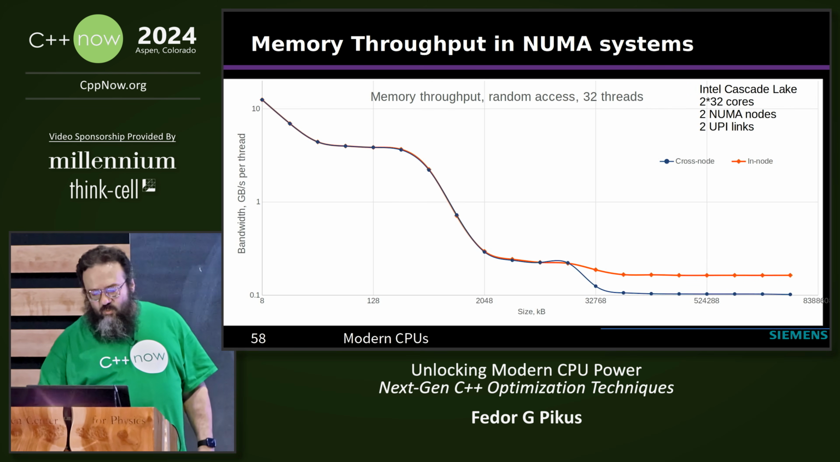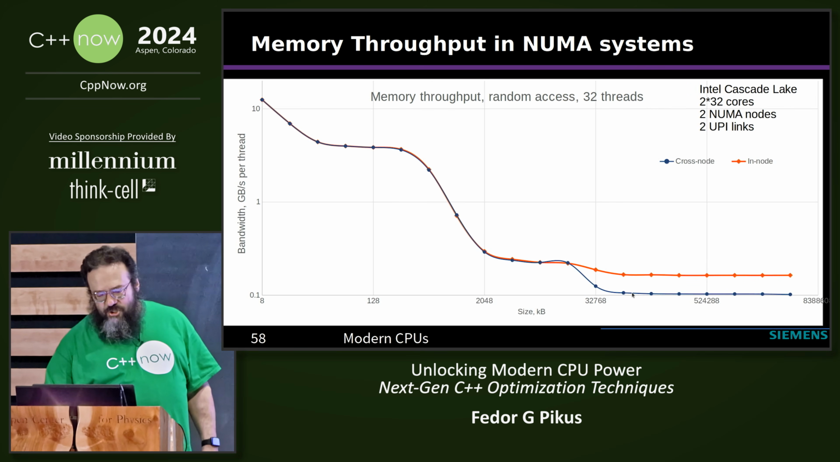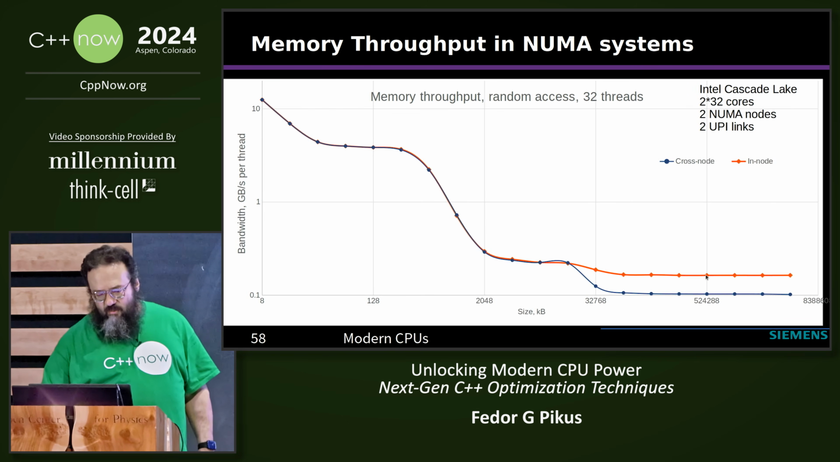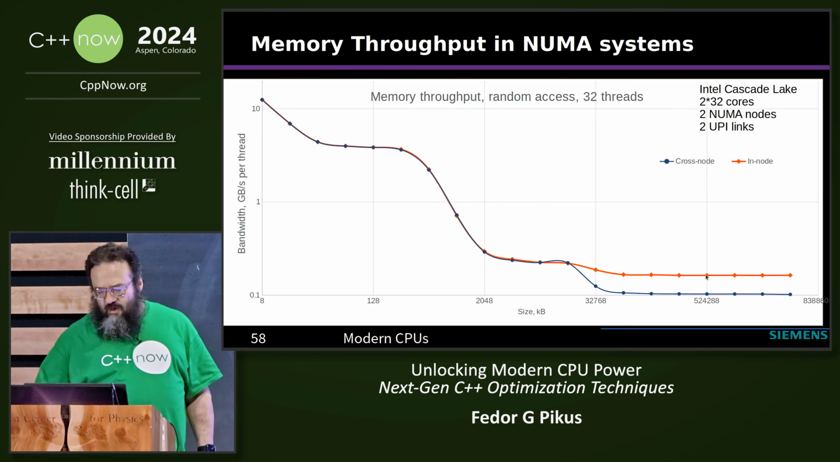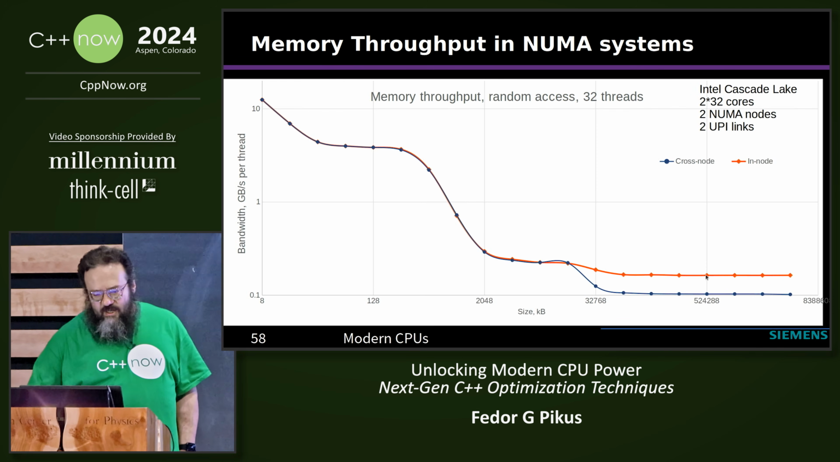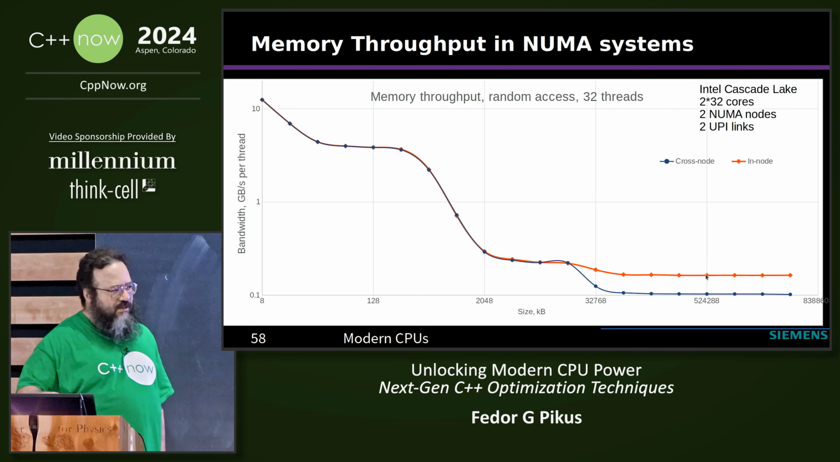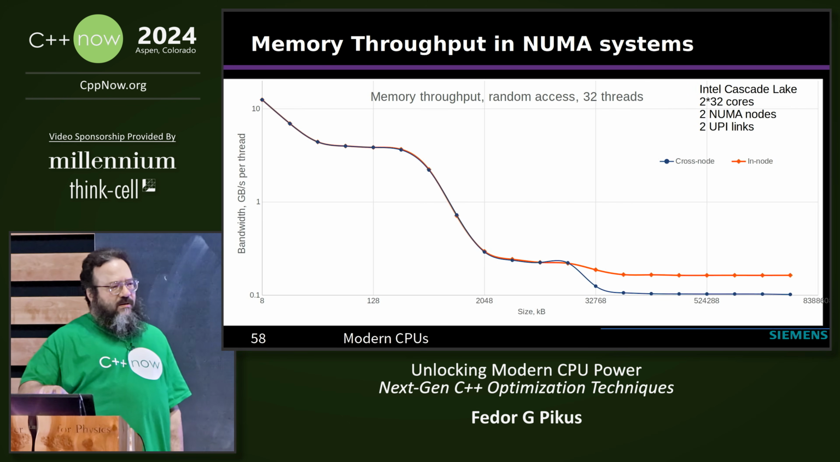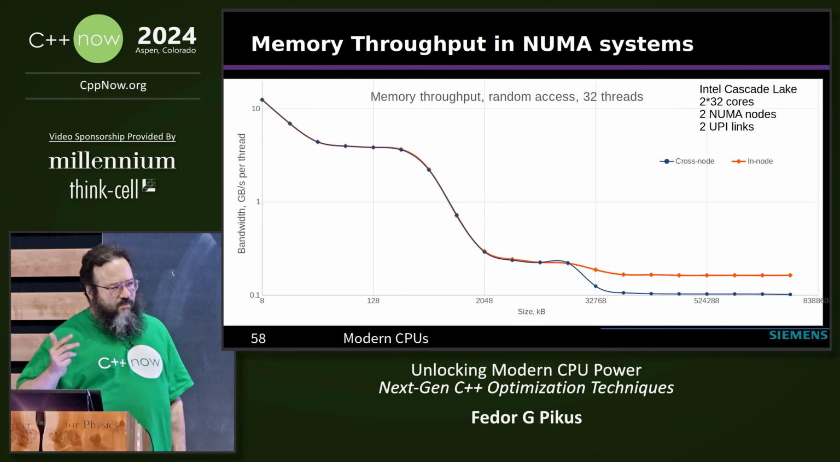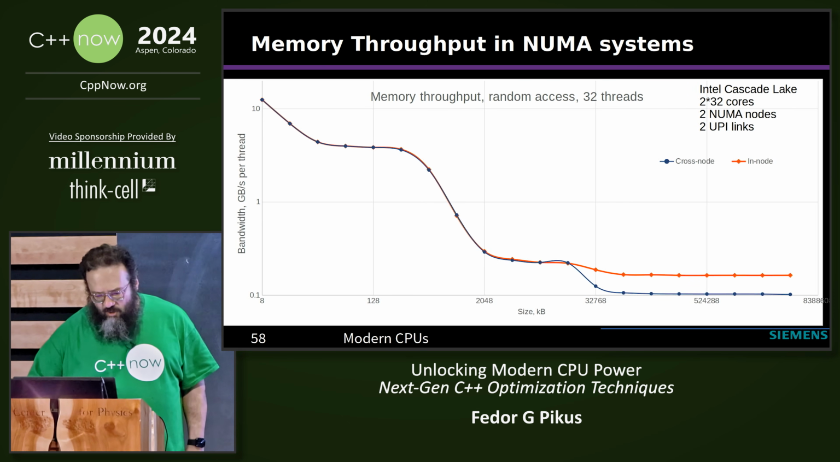Okay, as you can see, once we get out of the cache, the difference between cross-node memory access and in-node memory access starts to become very visible. This is random access, which means this doesn't actually measure bandwidths. Random access is primarily determined by latency. So now let's talk about latency.